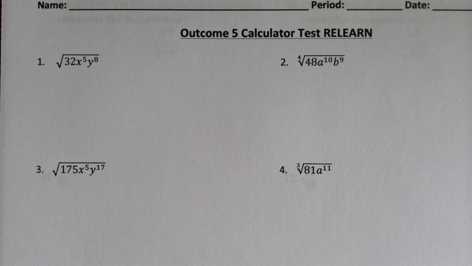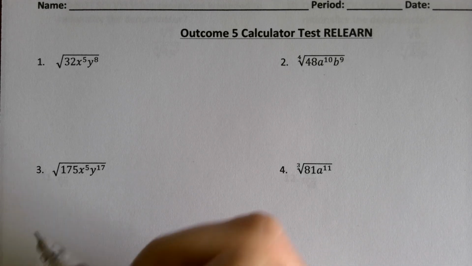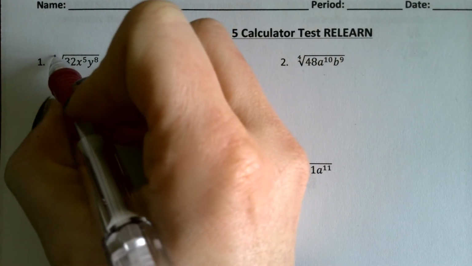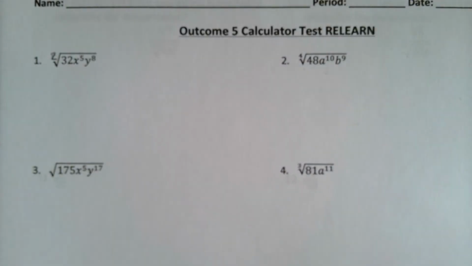Outcome 5 Calculator Test Relearn. 1 through 4 are all very similar problems, so I will go through 1 and 2 with you. On 1 through 4, what we're trying to do here is simplify. So I always like to start with finding the index. Number 1 doesn't have an index, so it's a nice little invisible 2.